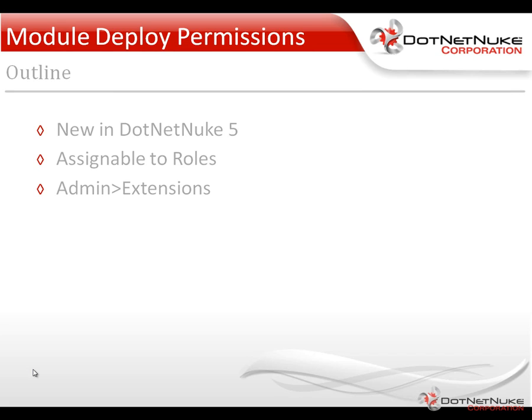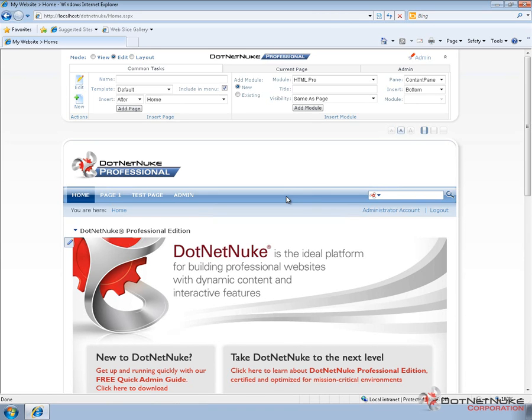Now, we're not installing modules. That can still only be done by a host or a super user, but as an administrator, we'll be able to control which roles have access to which modules on our particular portal. So we're going to do this in a DotNetNuke 5.6.0 Professional installation, but this also applies to the Community Edition and the Enterprise Edition of DotNetNuke.